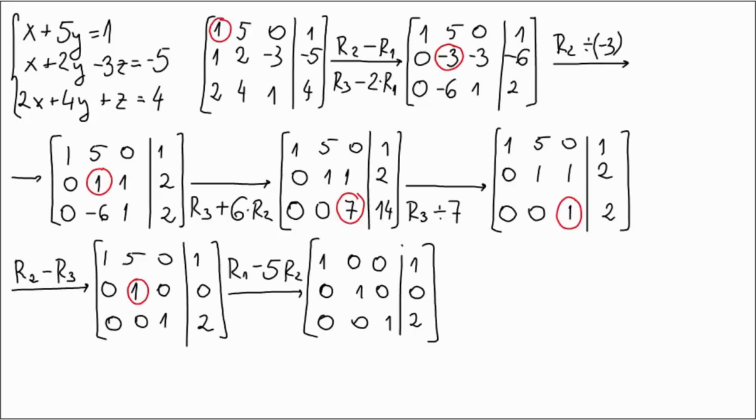And just as we changed in the first step, the system of equations was changed into an augmented matrix, now the augmented matrix can be changed back into a system of equations. So from the first row you have 1 times x plus 0 times y plus 0 times z equals 1. In the second row you have 0x, 1y, 0z equals 0. And in the third row you have 0x, 0y, 1z equals 2. And this is your solution.